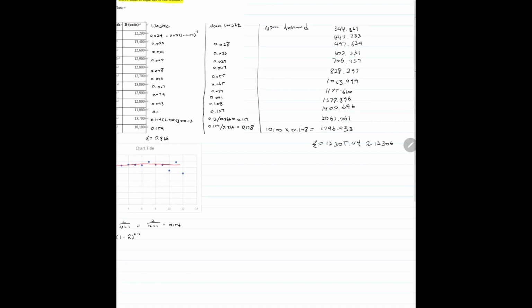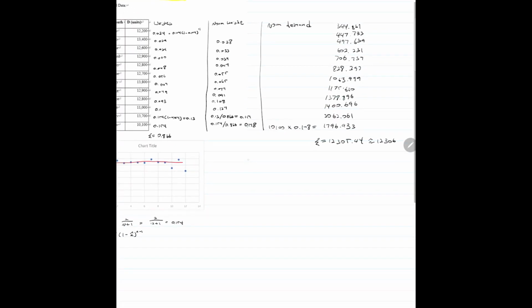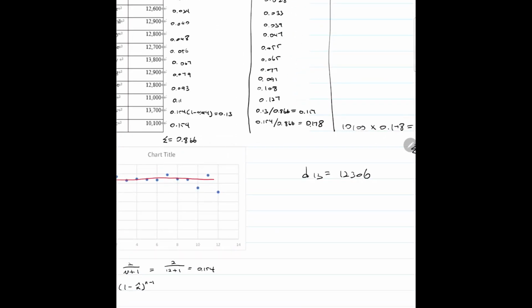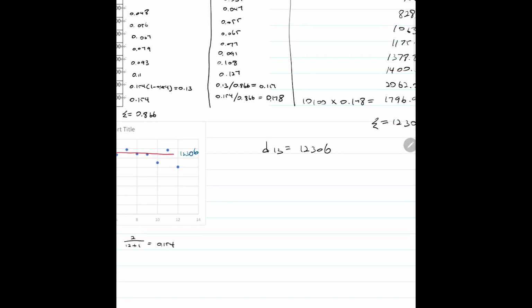So for the next 4 months, the demand on period 13 will be 12,306. Let's change the color. This is about 12,600. And since it's constant, demand for period 14 will be the same, and demand for period 15 will be the same.